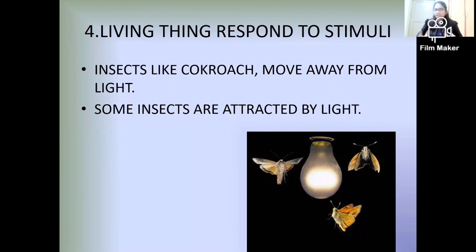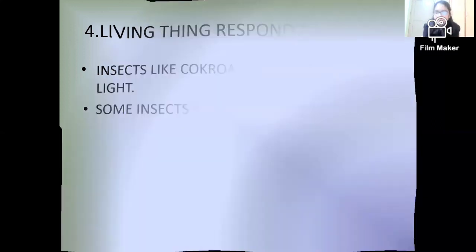Not only animals, we also respond to stimuli. For example, your mom is boiling water, and you don't know anything about that. You are just watching your mobile phone, and suddenly your finger goes in. Immediately you pull it out. This sudden reaction is us responding to a stimulus.